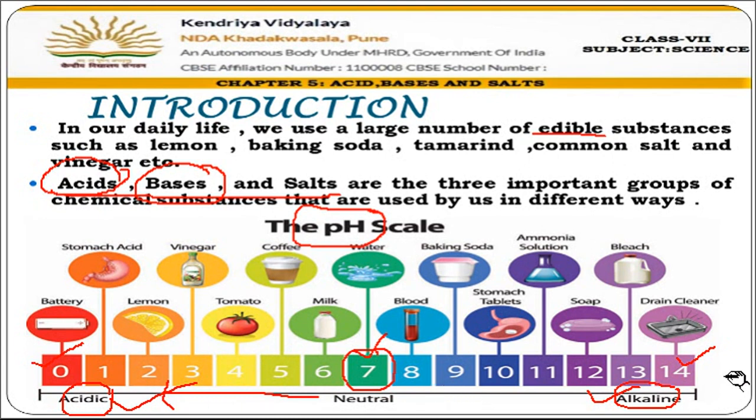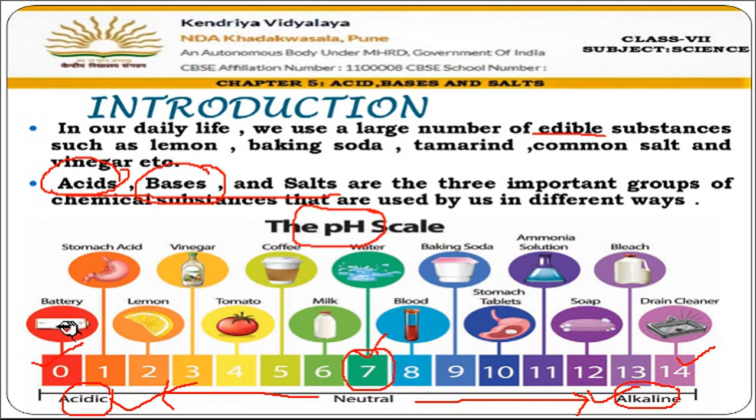If you see on the right side, the values increase from 8 to 14 like this. That means basic nature increases in this direction. 11 is more basic than 9. But in acidic, as we are moving towards the left side, it is in the opposite direction. As the value decreases, acidity increases. Acidic nature increases. Now let us see some of the examples shown in the diagram here.